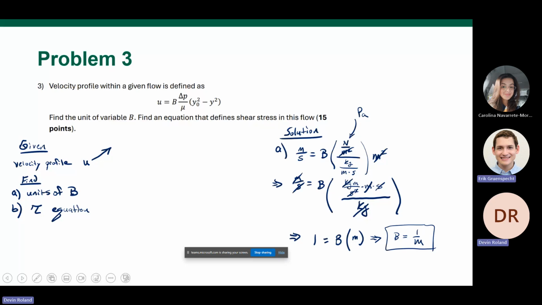I have another question. Okay, go ahead. When it comes to the answer, would m to the -1 or inverse meters count as well? Yes, in this case. So you could say B equals meters -1. Also, that's valid.